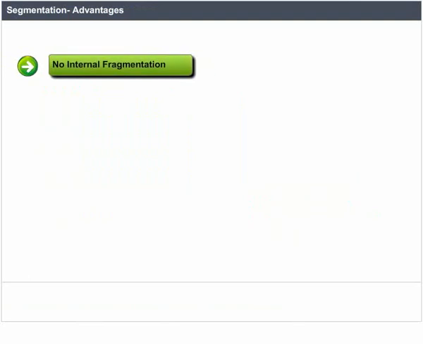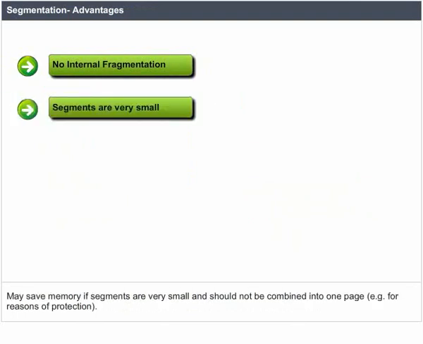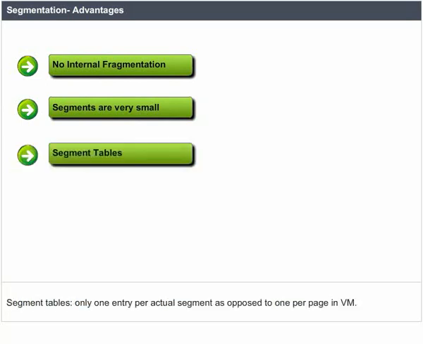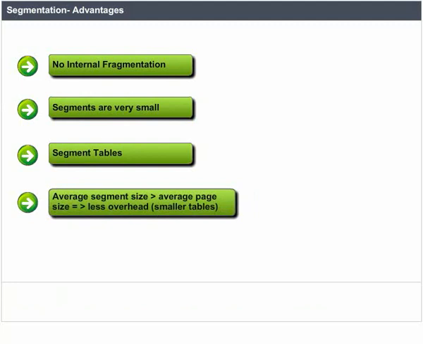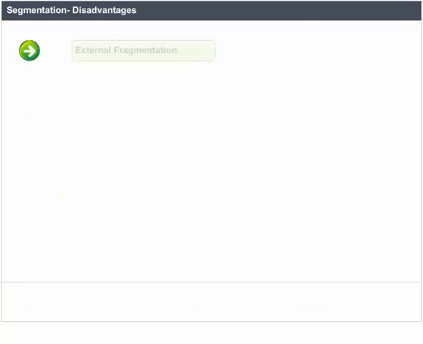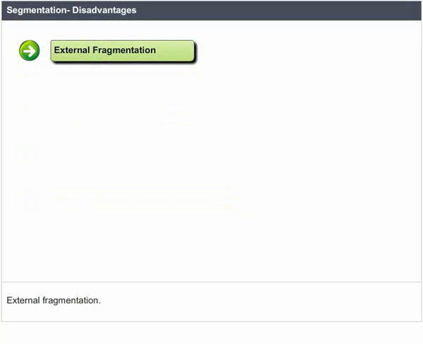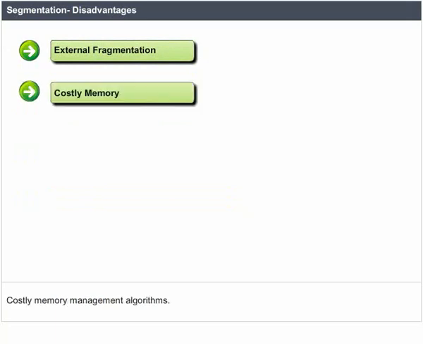Segmentation. Advantages. As opposed to paging, no internal fragmentation, but external fragmentation. May save memory if segments are very small and should not be combined into one page, for example, for reasons of protection. Segment tables: only one entry per actual segment, as opposed to one per page in VM. Average segment size is greater than average page size, which means less overhead and smaller tables. Disadvantages: external fragmentation, costly memory management algorithms.